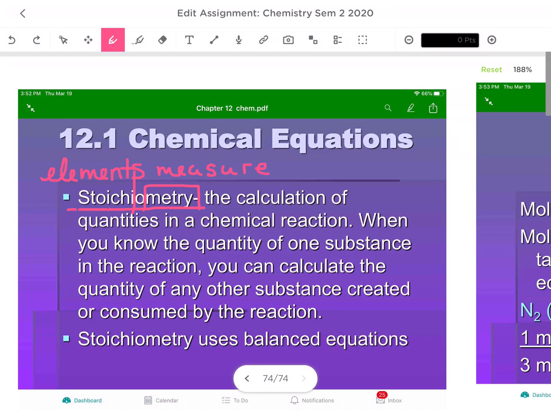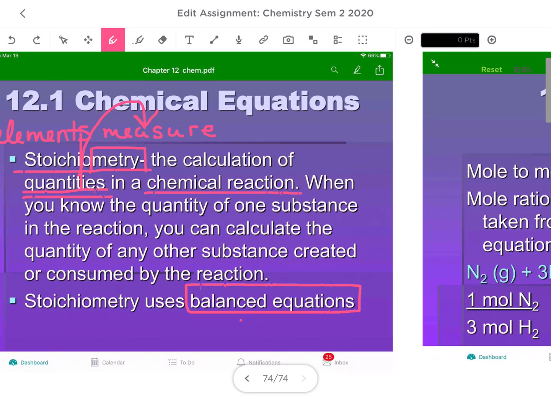If you look at the definition, it says the calculation of quantities, and we know a quantity is something that is measured. So it's the calculation of quantities in a chemical reaction. Now, I want to point out that we are going to be using balanced chemical equations, and we learned how to do balanced chemical equations last chapter in chapter 11.